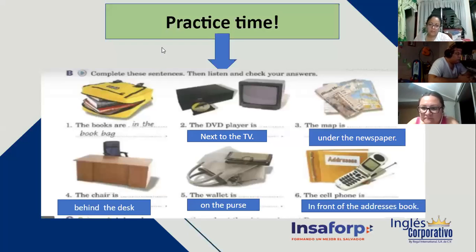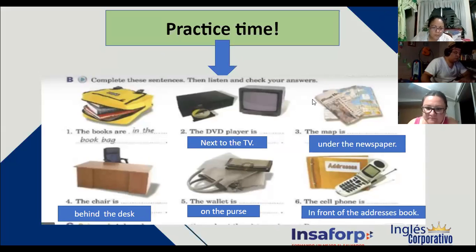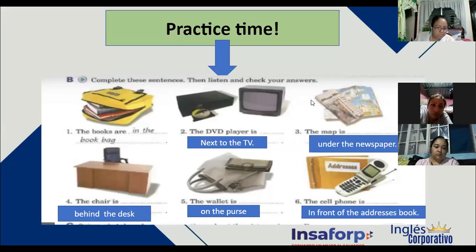We need 6 volunteers who haven't participated in the previous one. So let's see. Where are you? Wendy, number 1. Karen, number 2. Israel, number 3. Adelina, number 4. Adriana, number 5. Edgardo, number 6.